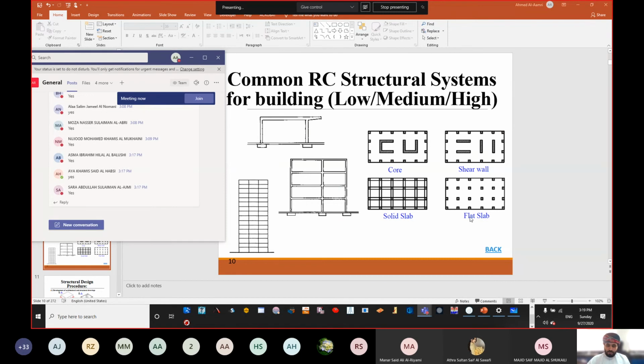we are going to go for flat slab, and you will understand. We'll go through the slabs and we'll discuss. Solid slabs are wherever we are talking about slabs supported by beams. If your slabs are supported by beams, we call them solid slabs. If they are supported by columns, we call them flat slabs.